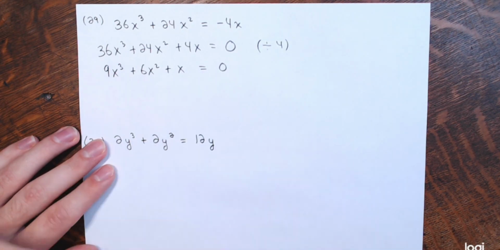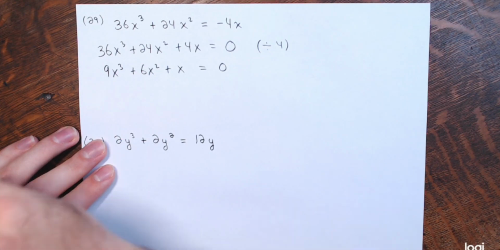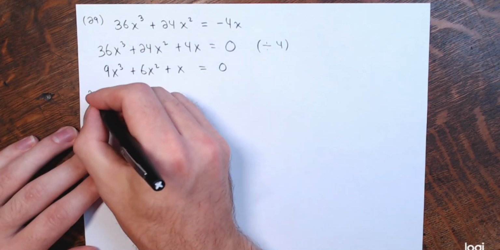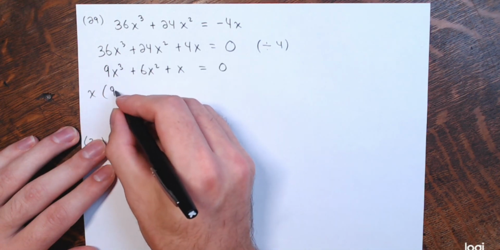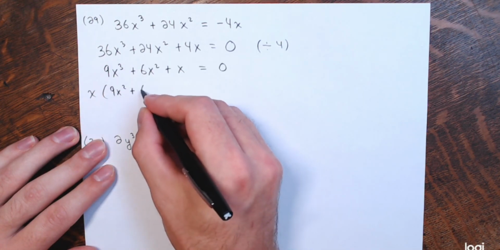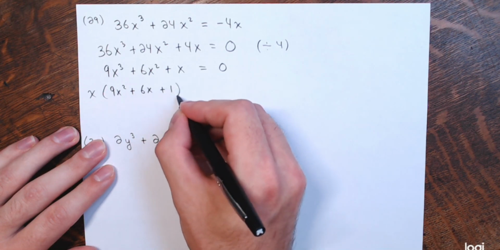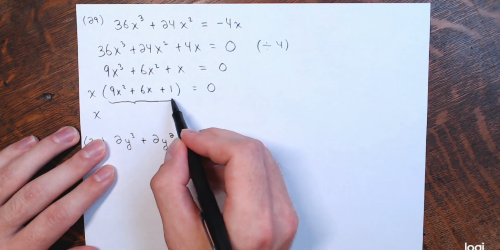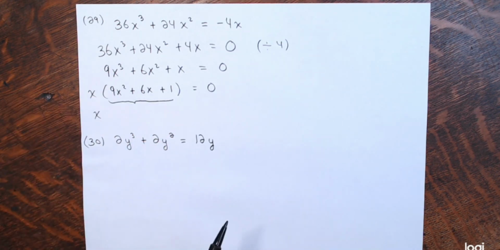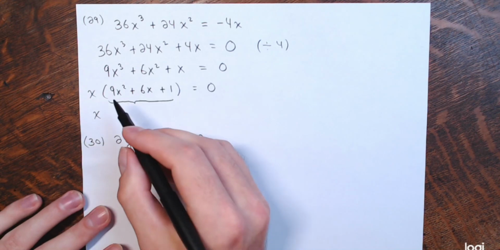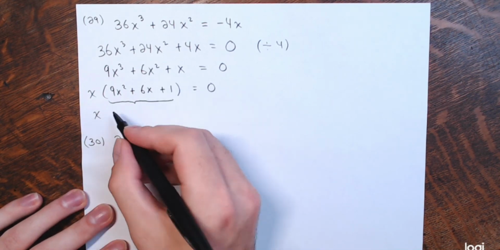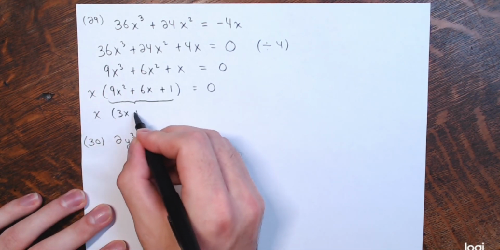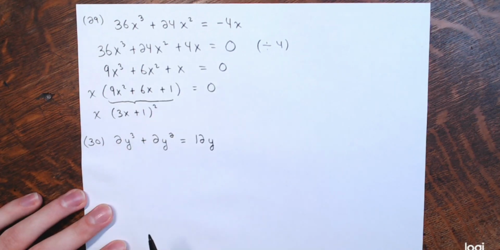Now that I have the coefficients as small as I want them, I'm going to factor. All three terms have a factor of x, so I pull that out. We have 9x squared plus 6x plus 1. And then we have x times, and man, another perfect square trinomial. 9x squared plus 6x plus 1 factors to 3x plus 1 squared. It's 3x plus 1 times 3x plus 1.